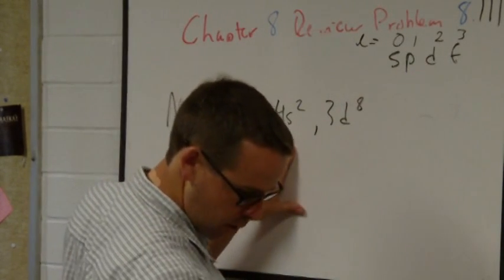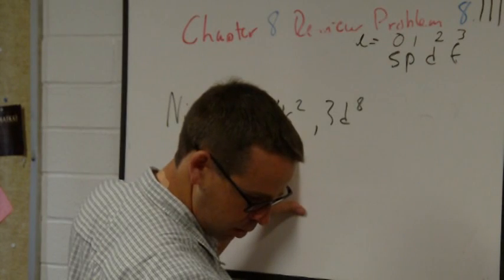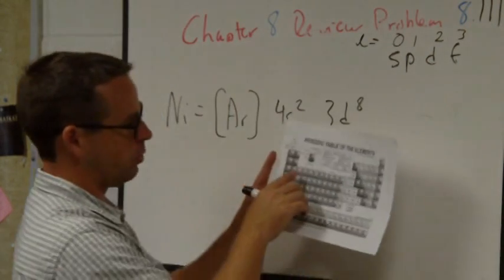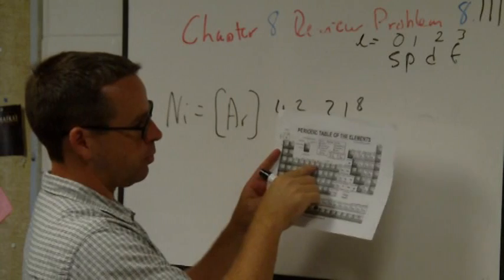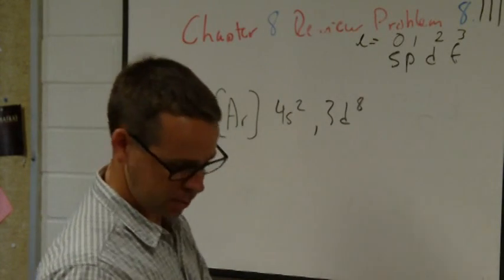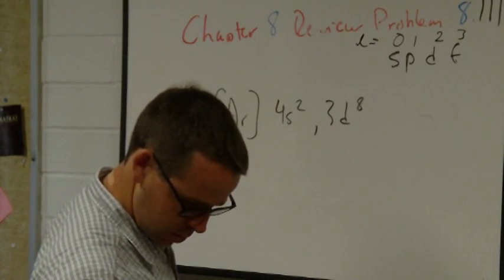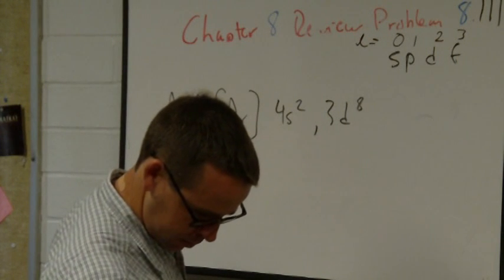Argon, 4s2, 3d8. Right, because we count across in the 3d shell from scandium, 1, 2, 3, 4, 5, 6, 7, 8 to nickel, that's 8, right? So that's for nickel.